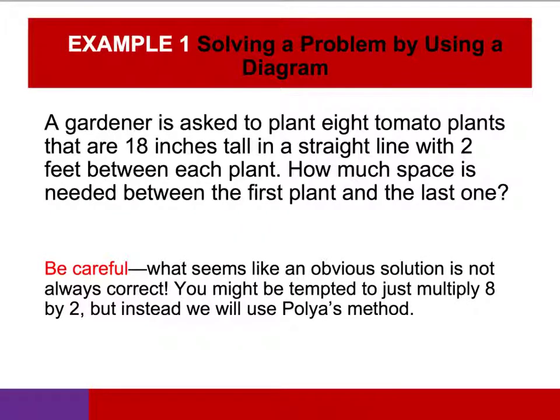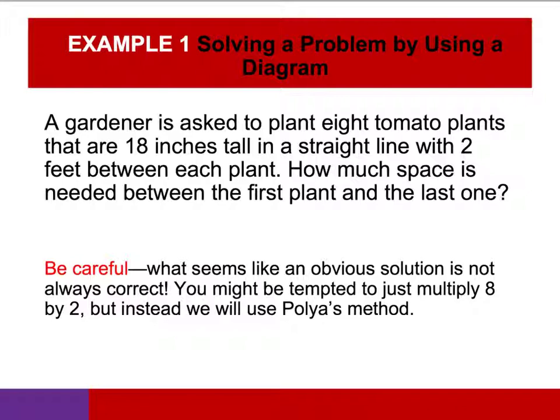So we're going to go through, now this is an example problem here, and I'll show you guys what each step would look like. A gardener is asked to plant 8 tomato plants that are 18 inches tall and in a straight line with 2 feet between each plant. How much space is needed between the first plant and the last one?